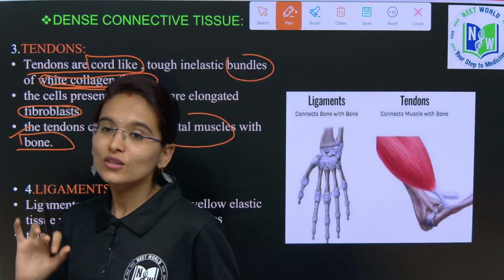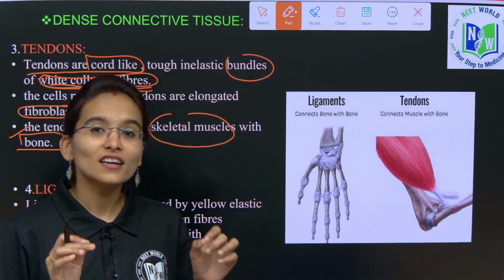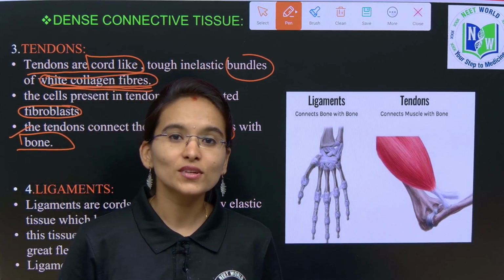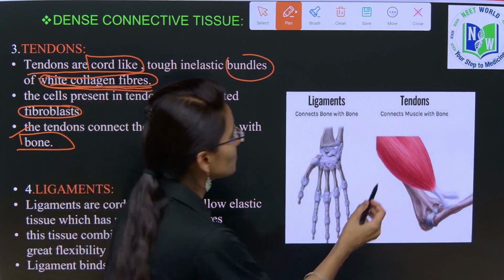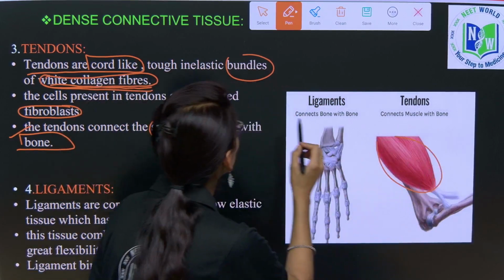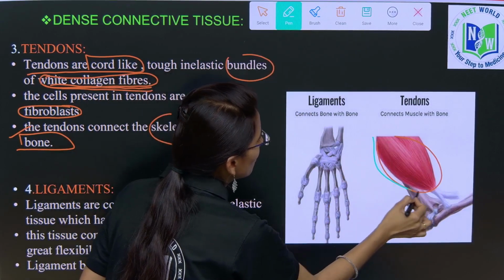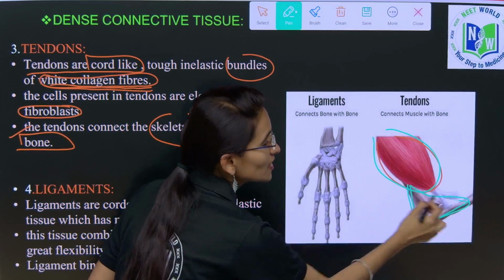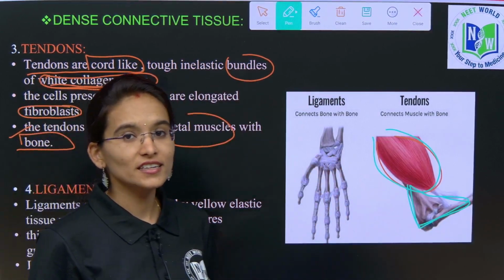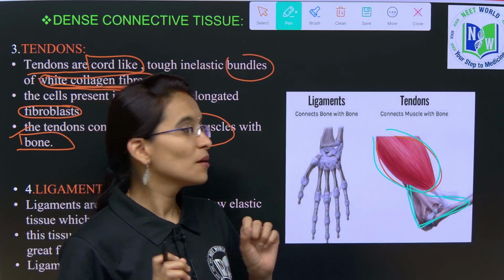Okay, clear? So tendons are a type of connective tissue involved in connecting the muscles with the bones. If you see the image here, you can clearly observe it. It is a muscle which is connected to the bone. Clear, children? Tendon is a type of dense connective tissue which connects muscles with bones.